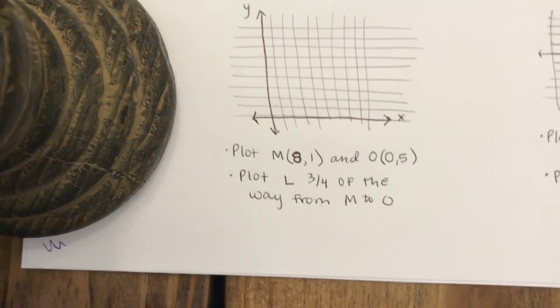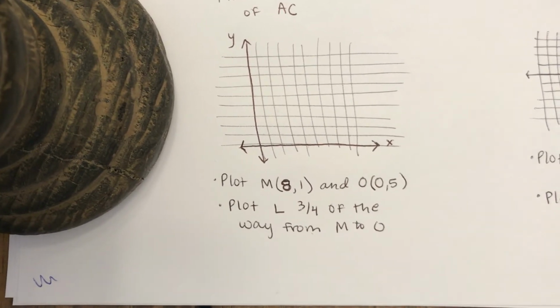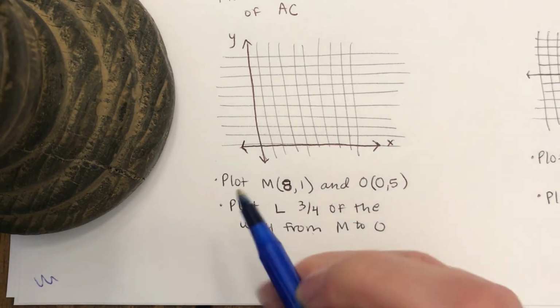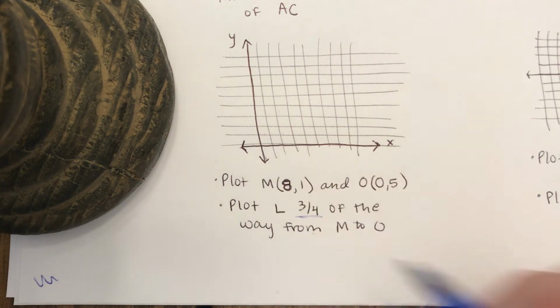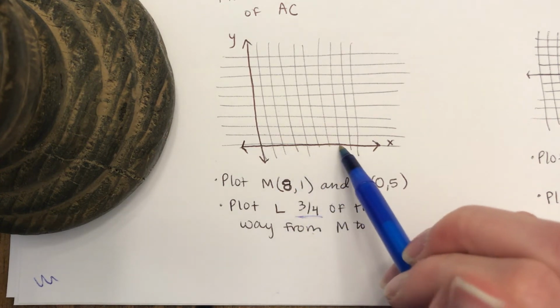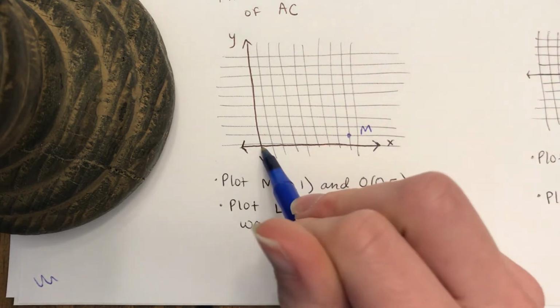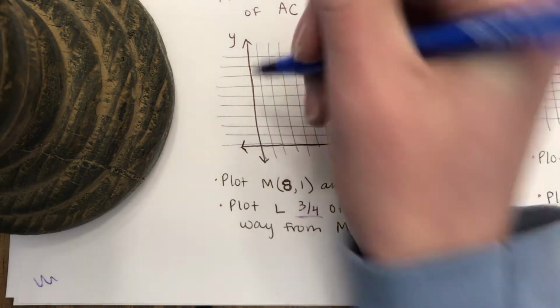All right, let's look at this example here. It says plot M at 0.81 and O at 0.5. Plot L 3/4 of the way from M to O. So first thing to do would be to plot these points. O is at 0, 5.